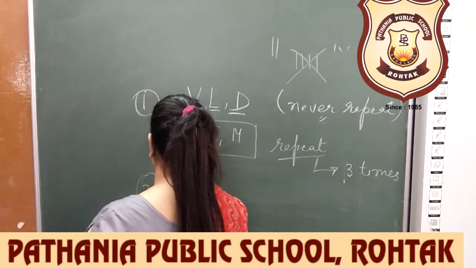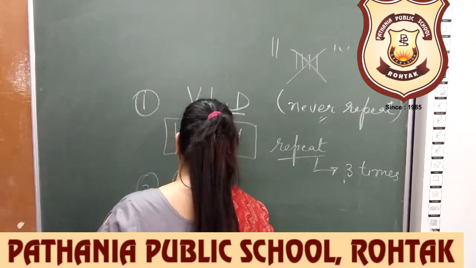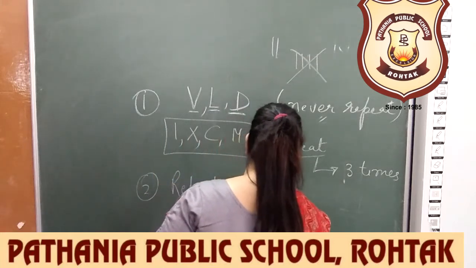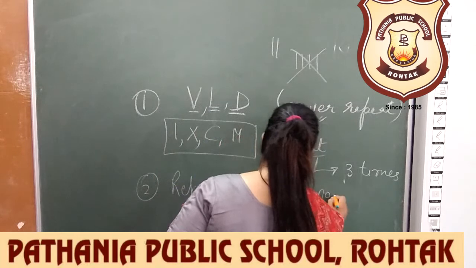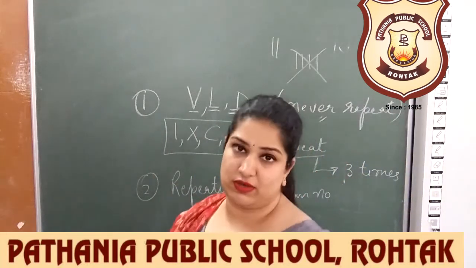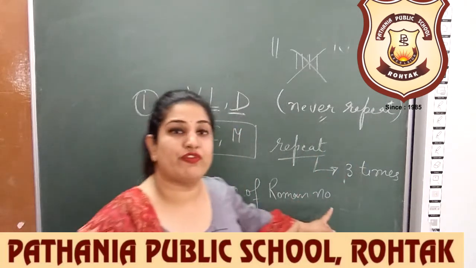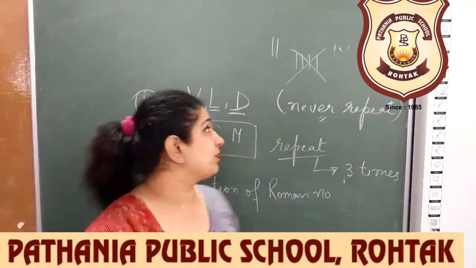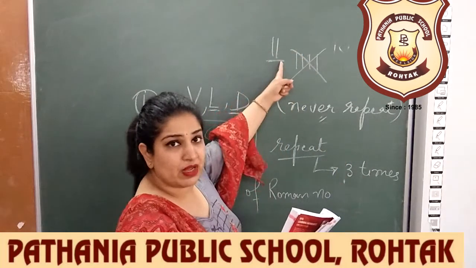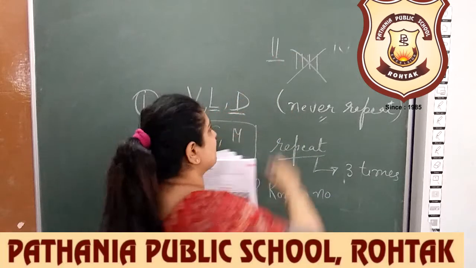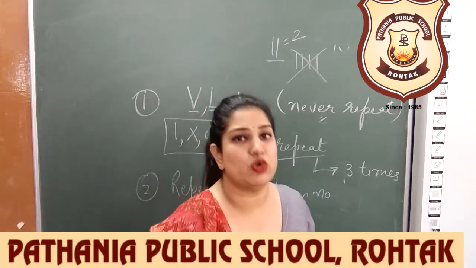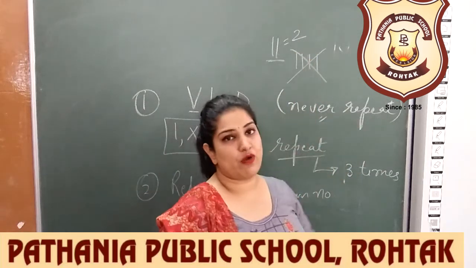Second rule, repetition of a Roman numeral means addition. Like I said, I and I have repeated. This means I plus I is equal to 2. So repetition of any Roman numeral means addition of both. Clear?